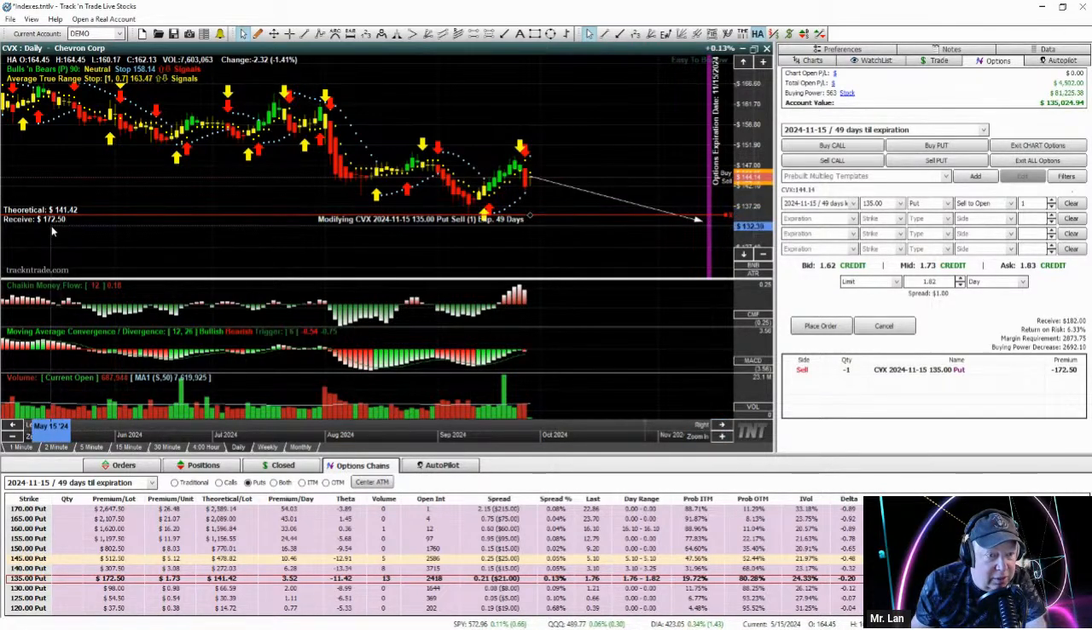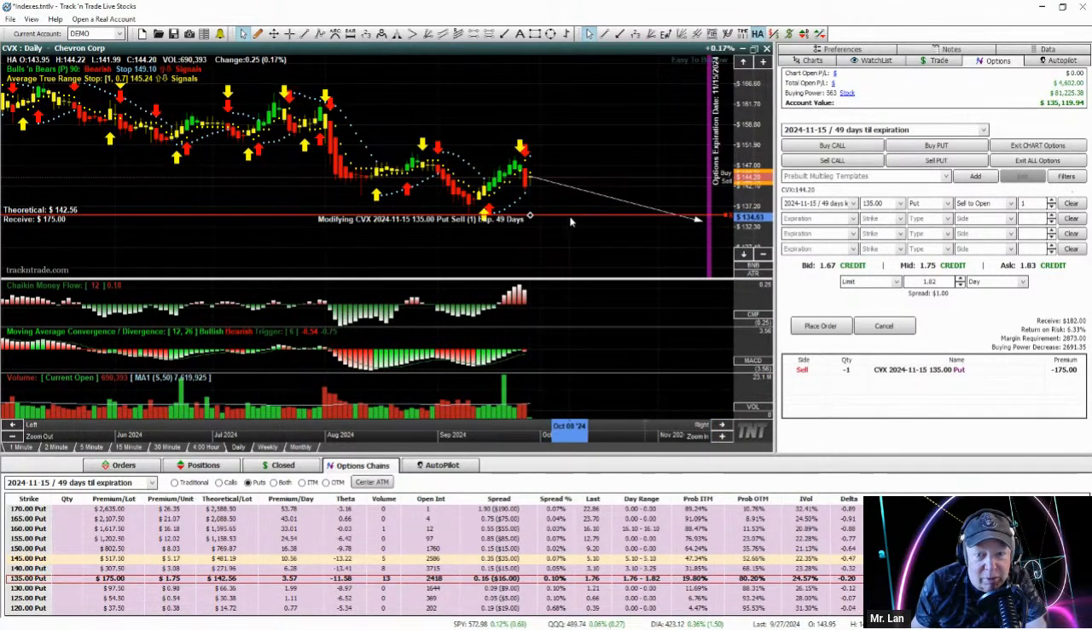I get to keep my $172 plus I get 100 shares of Chevron, which at this point would be trading at $135 a share. So that'd be $13,500 of Chevron I would own, and I'd have to have $13,500 in my account, free and available on buying power, to be able to put that option on to say that I want to buy the 100 shares at that price.